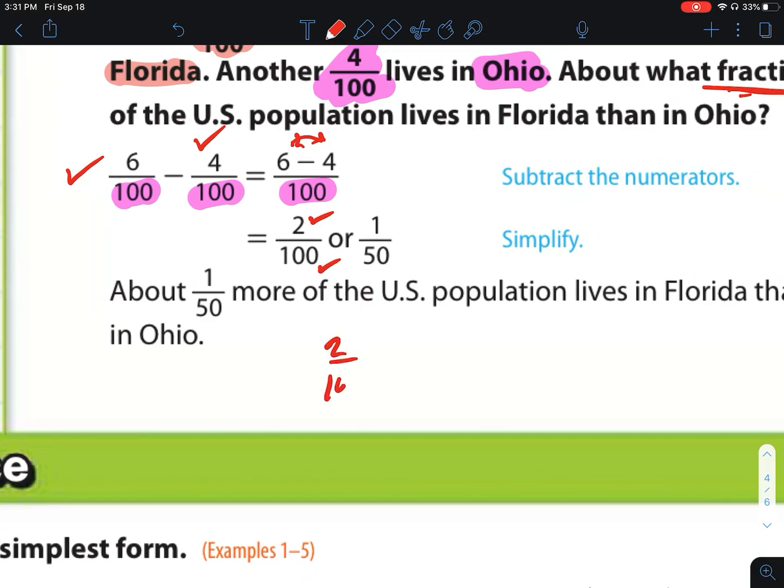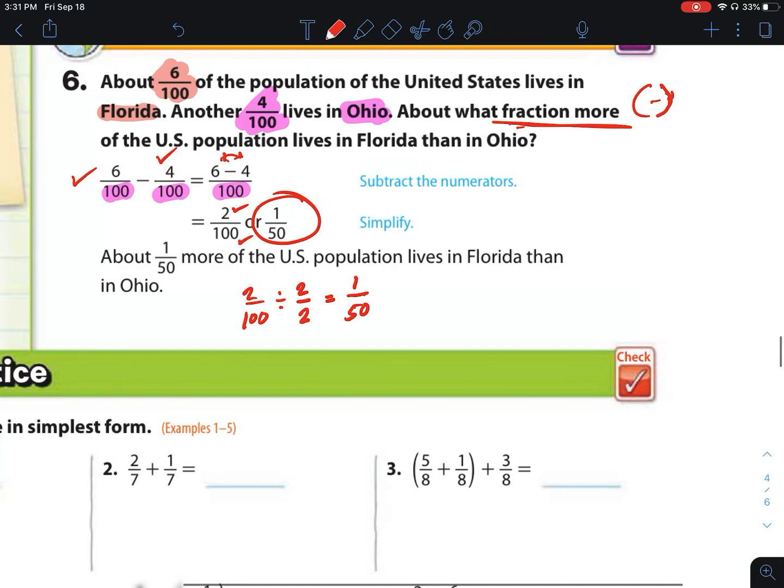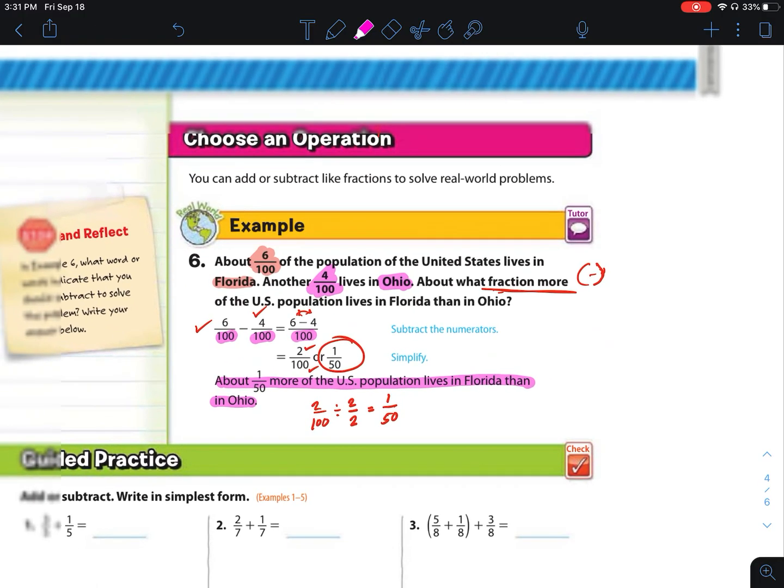Because we have 2/100. The greatest common factor of 2 and 100 is 2. So 2 divided by 2 is 1. 100 divided by 2 is 50. That's how we got that answer. So therefore, about 1/50th more of the population lives in Florida than in Ohio.